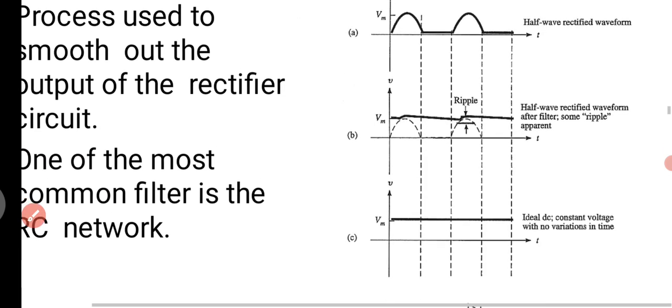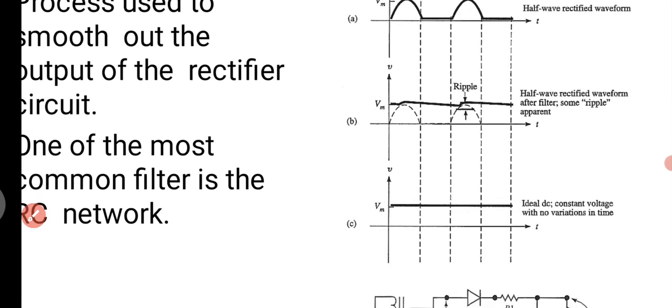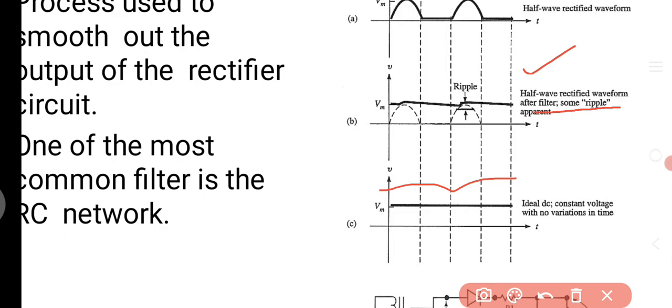But in case of ideal DC source, that means when we are connecting ideal DC, constant voltage with no variations in time, ideal DC will be just like a simple solid line. That will be called as DC.